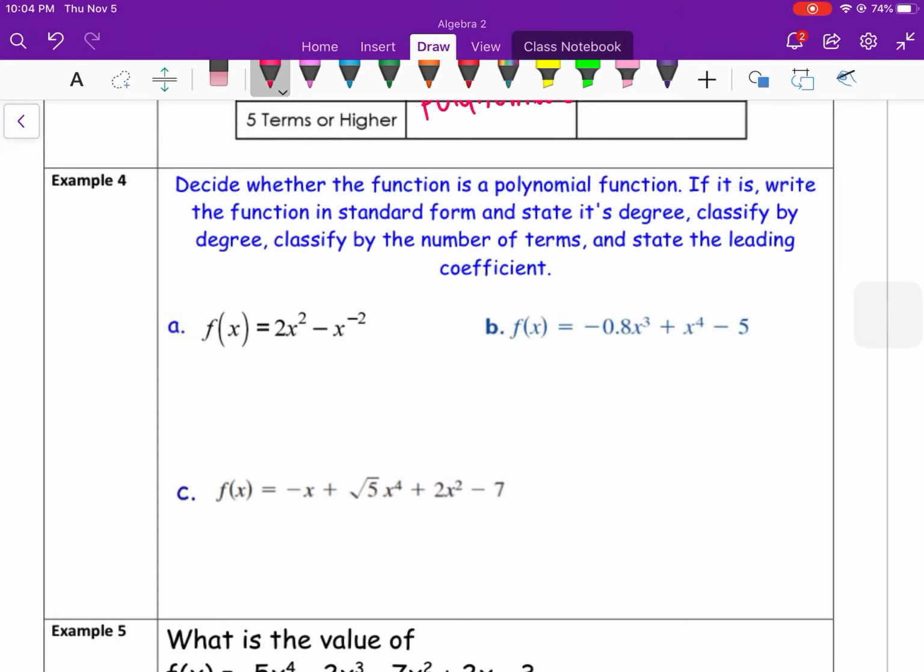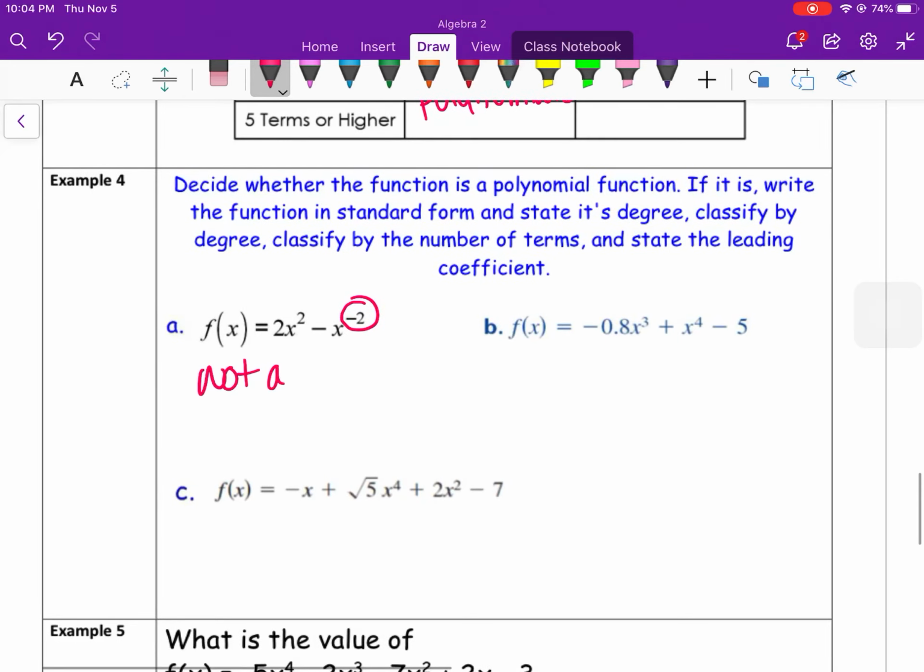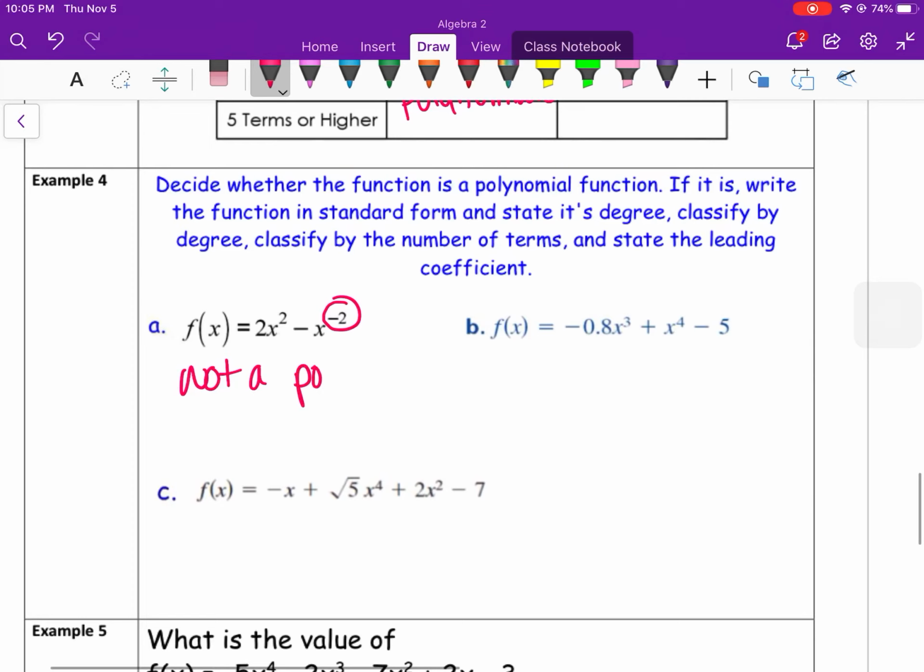So first, in order to be a polynomial, it has to have real number coefficients and whole number exponents. And technically, a -2 is an integer, but it is not a whole number. A whole number includes 0, 1, 2, 3, 4, etc. So this one is not a polynomial.